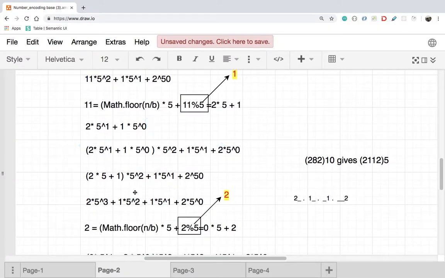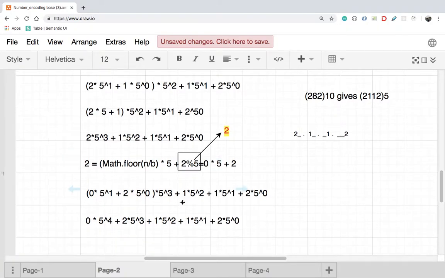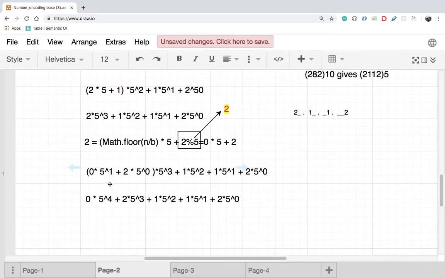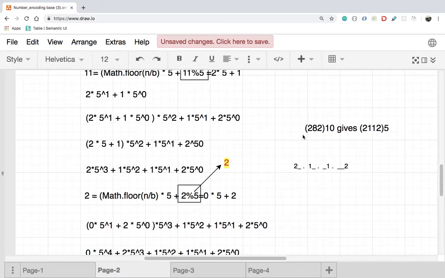So let's use the formula again on number 2. Here 2 is equal to Math.floor(n divided by b) into 5 plus 2 modulo 5, which is equal to 0 into 5 plus 2. We can rewrite the solution as 0 into 5 power 4 plus 2 into 5 power 3 plus 1 into 5 power 2 plus 1 into 5 power 1 plus 2 into 5 power 0. Now we have a complete solution, and you can consider 0 in the 5 power 4th place to be an indication that you can stop here. So 282 base 10 gives us 21112 in base 5, and we have found a solution.